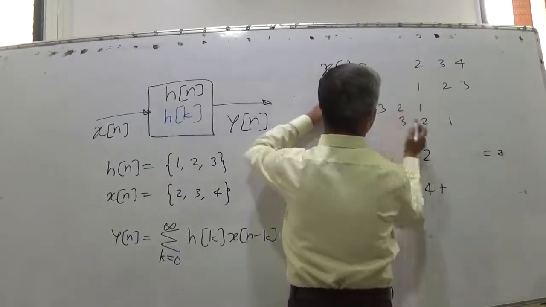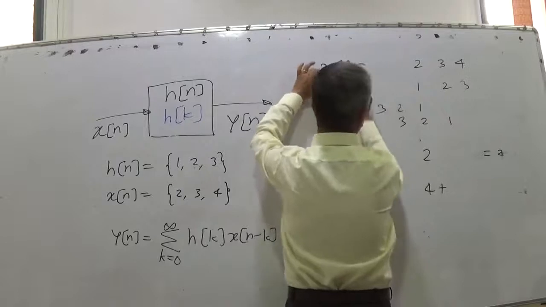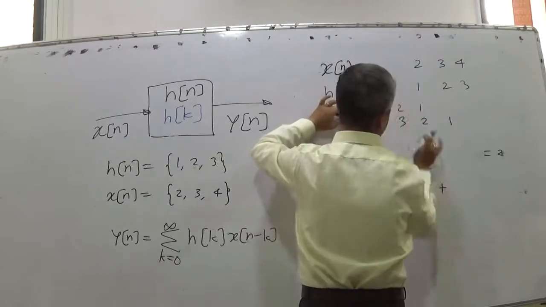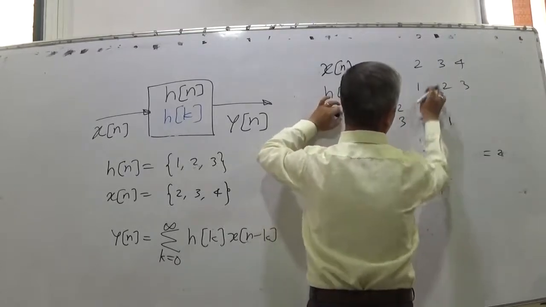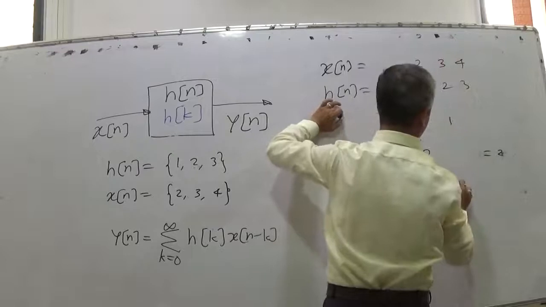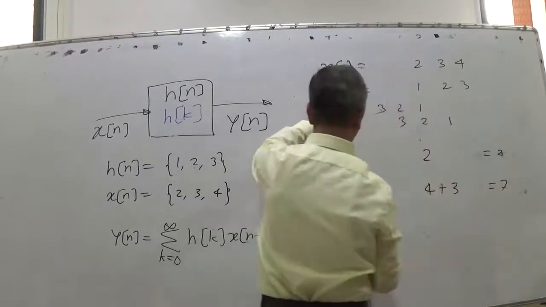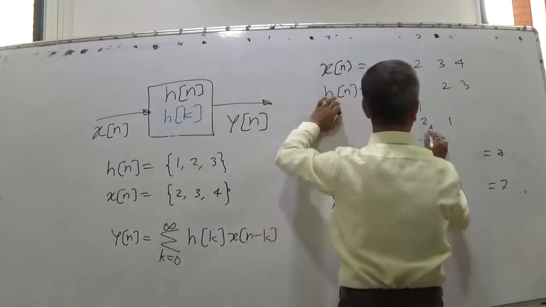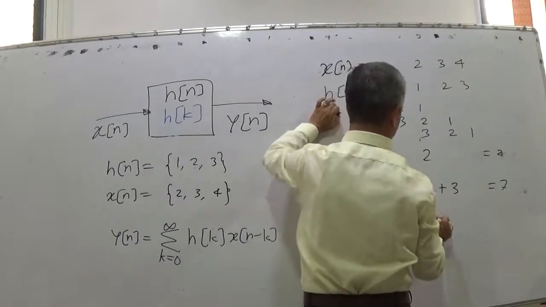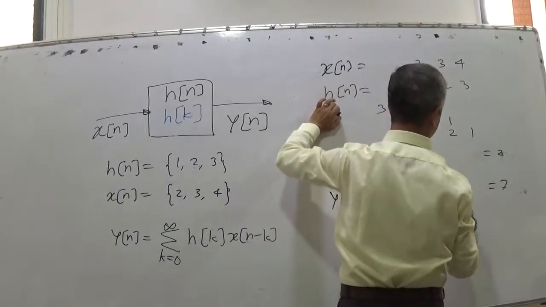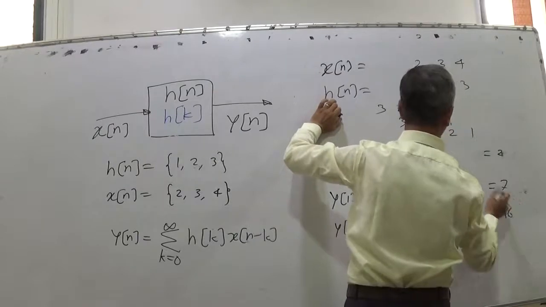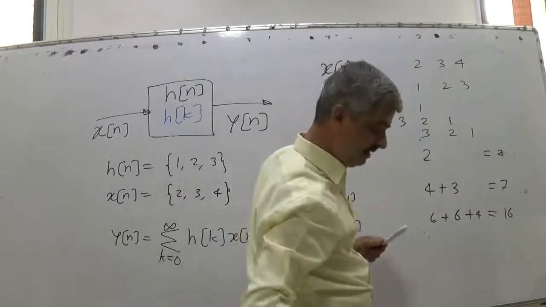Now we shift hn by one more. This is xn, this is hn, mirror image hn, shifted hn. Mirror image hn gives the y0 term. Shifted hn by 1, we get 2 into 2, 4, 3 into 1, 3, it is 7, other term 0. For y2, we shift it once more. So when we shift it once more, it becomes 3, 2, 1. So it is 3 into 2, 6, plus 2 into 3, 6, plus 1 into 4, 4, 16.